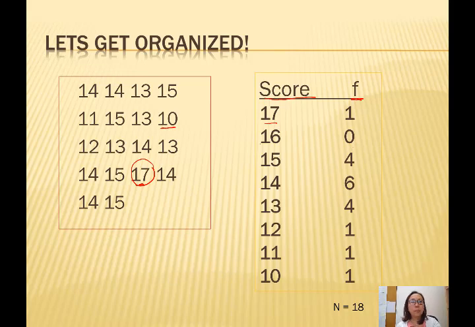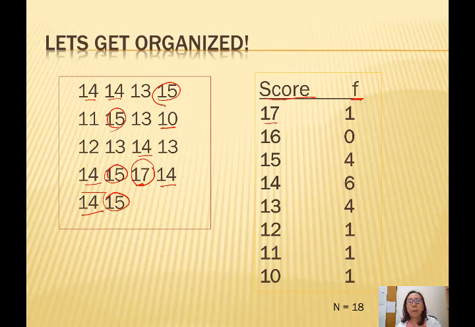Then you have 15. You got 15 4 times. So here's the frequency of 4. And then you have, in a similar way, 14. You will find them 6 times. So here's 6. 13 occurs 4 times. 12 once. 11 once. 10 once.